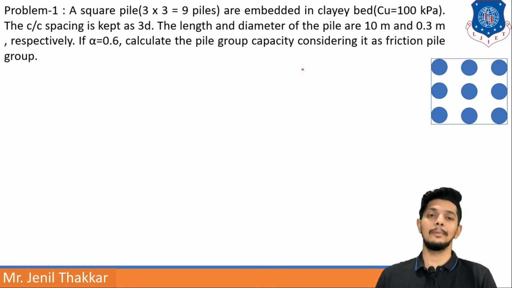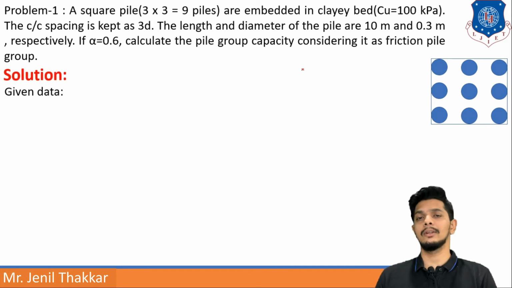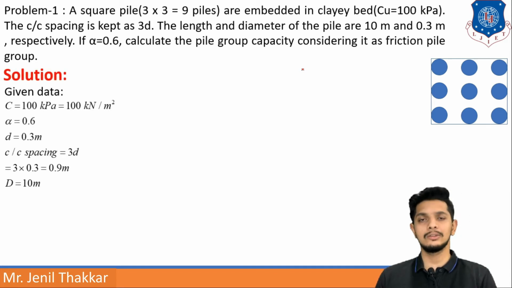The length and the diameter of the piles are 10 meter and 0.3 meter respectively. So diameter and length are given. If alpha, the adhesion factor, is 0.6, calculate the pile group capacity. Now it is a friction pile group. Let us write the given data first and use the formulas which we have understood previously. Very simple. Given data: C is given as 100 kN per meter square, alpha is 0.6, D is given as 0.3 meter as provided in the problem.